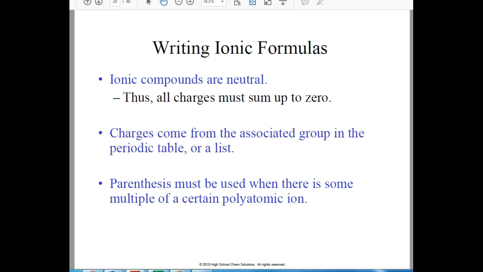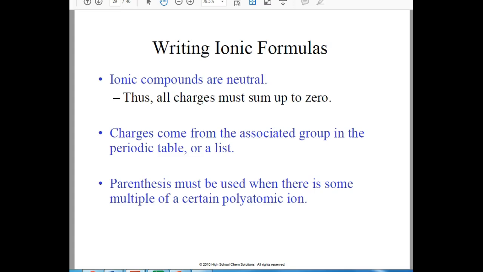All ionic compounds are neutral, so the charges of the cation and the anion must add up to 0. You can figure out the charges by looking at the groups on the periodic table or at the list of polyatomic ions. If there is something that could have multiple charges, then you're going to look at the Roman numeral.